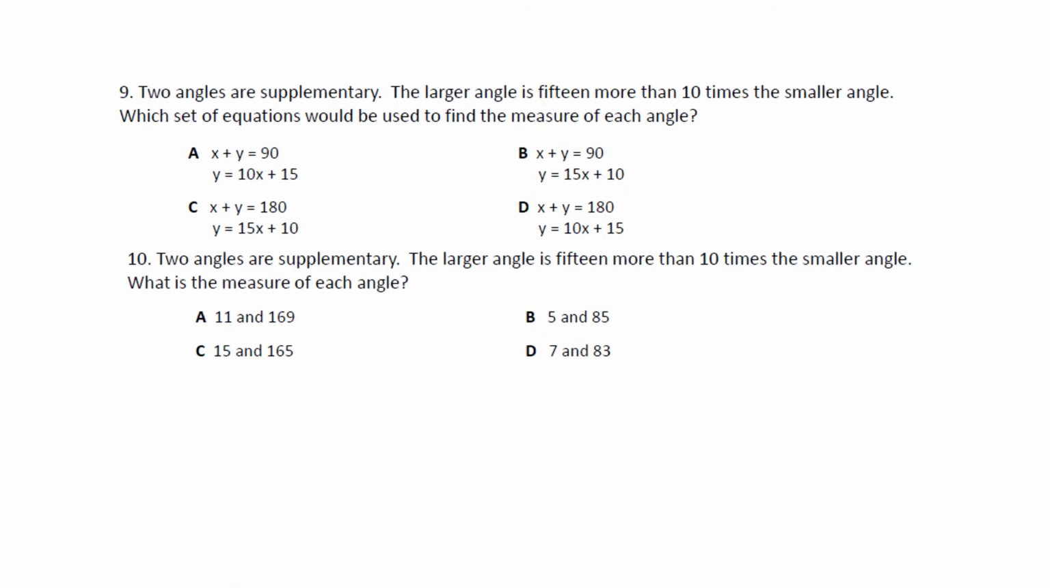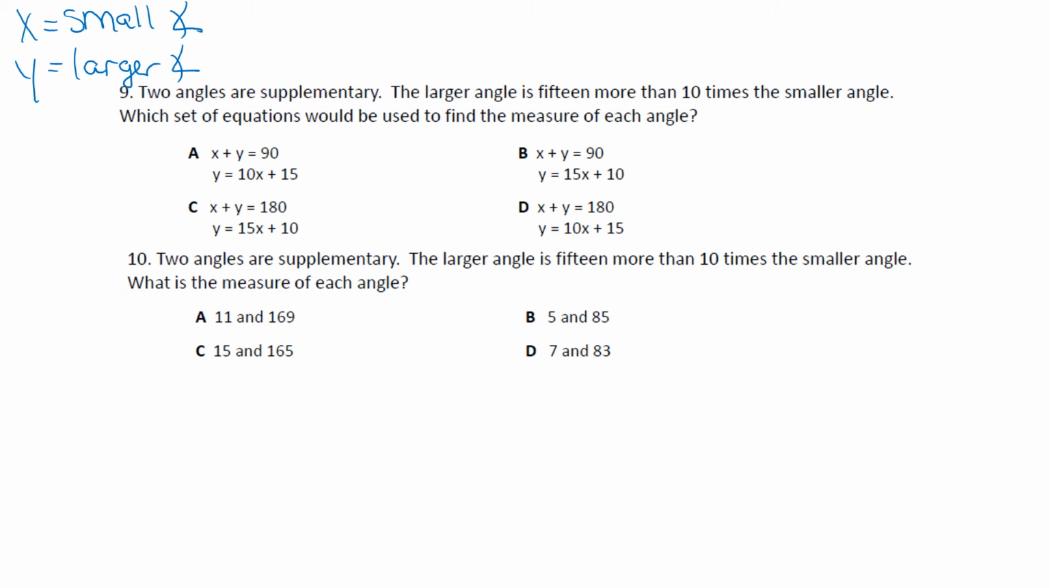Number 9, two angles are supplementary. The larger angle is 15 more than 10 times the smaller angle. Which set of equations will you use to find the measure of each angle? So you have to remember that supplementary angles equal 180 degrees. So we're going to let our x represent the smaller angle, and I'm just going to do an angle sign. And y is going to be the larger angle.